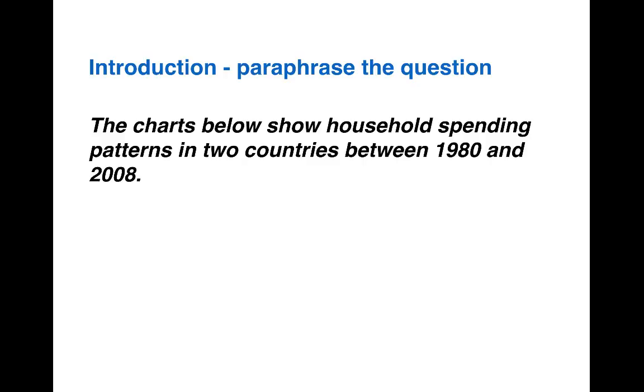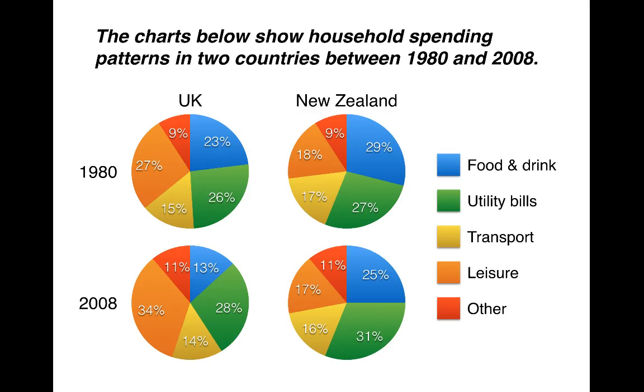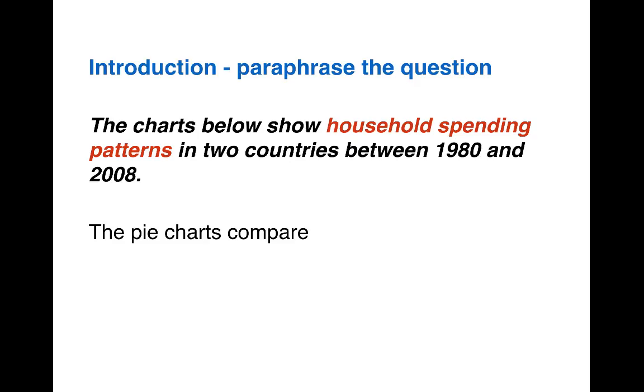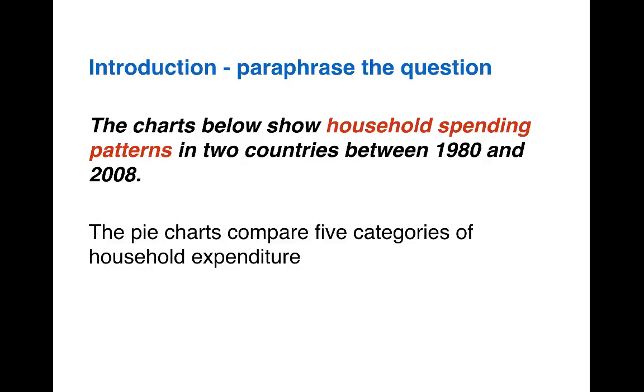If we look at the question, all we need to do is go through it bit by bit, changing a few words. If we start with the charts below show, we can easily change that to the pie charts compare. And then we move on to household spending patterns. I'm going to just check the chart for this one. The household spending patterns refers to the spending on these 5 categories. So I'm going to change that a little bit more and mention the categories. The pie charts compare 5 categories of household expenditure. So I've introduced the idea that there are 5 categories there, and expenditure instead of spending.